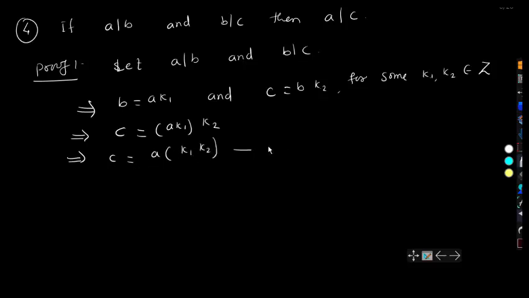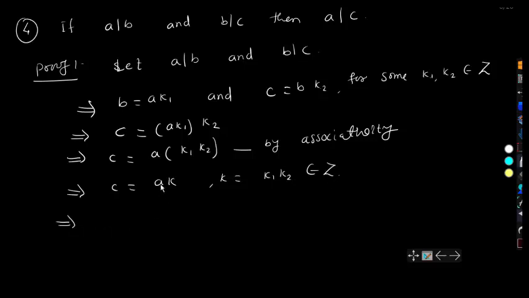This is by associativity. This is called associative law. You already learnt in paper. So C is equal to AK, where K is equal to K1 K2. Product of two integers is again an integer. So what does this imply? C is a multiple of A. So A divides C. This is the transitive law in terms of relation. Let us see the proof of the fifth part.